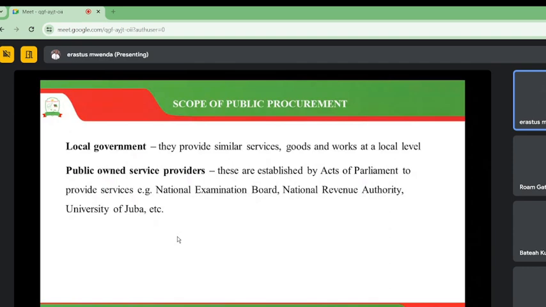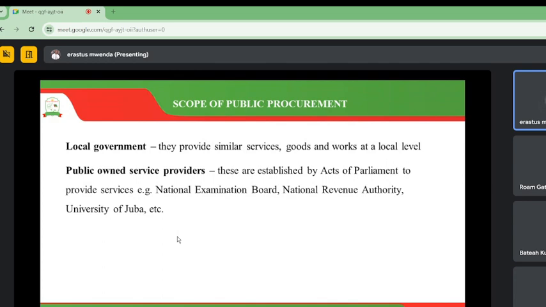But now these kinds of institutions provide these activities at the local level, probably where the bigger population of different citizens in the country are. And then finally, there are the public-owned service providers. These providers are established by acts of parliament to provide services. For example, the National Examination Board, National Revenue Authority, University of Juba. We have quite a number of those public-owned service providers.